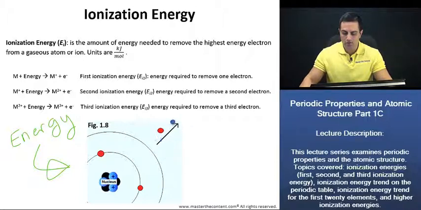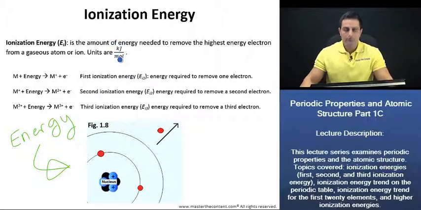And once that electron is removed from the atom, we're left with an ion. And it's an ion because it has lost an electron. Now, the amount of energy that it took to actually remove this electron, that energy is what is known as the ionization energy. So let's go ahead now and read our definition. The ionization energy is the amount of energy needed to remove the highest energy electron from a gaseous atom or ion, and the units for ionization energy are kilojoules per mole, as we see here.